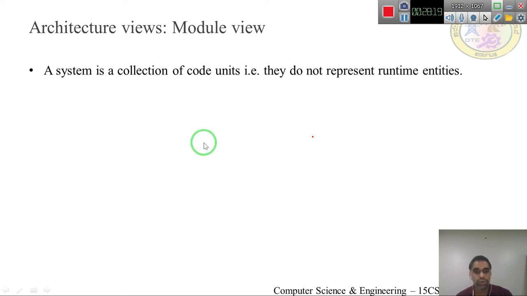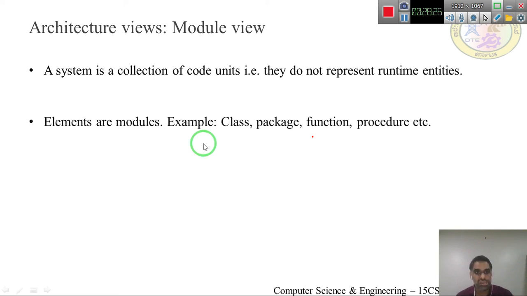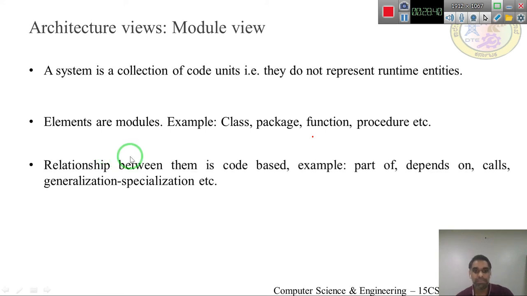So what is a functional module? Functional module includes packages, procedures, methods, classes, functions and subroutines. So all these become the elements of the architecture view, which is module. The relationship between them is code based. Example, part of, depends on, calls, generalization, specialization, etc.